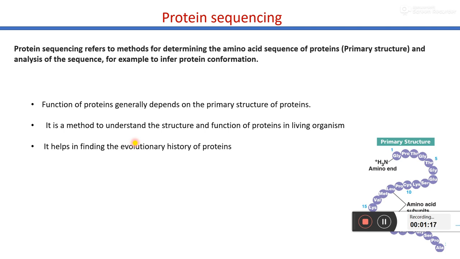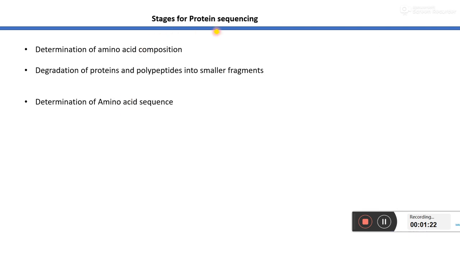So now I would like to discuss the different stages of protein sequencing. There are three stages. First is determination of amino acid composition in a particular protein. Second is degradation of proteins and polypeptides into smaller fragments. And third is determination of amino acid sequence. The second and third stages are interlinked with each other. Now I would like to talk about all these three stages one by one.